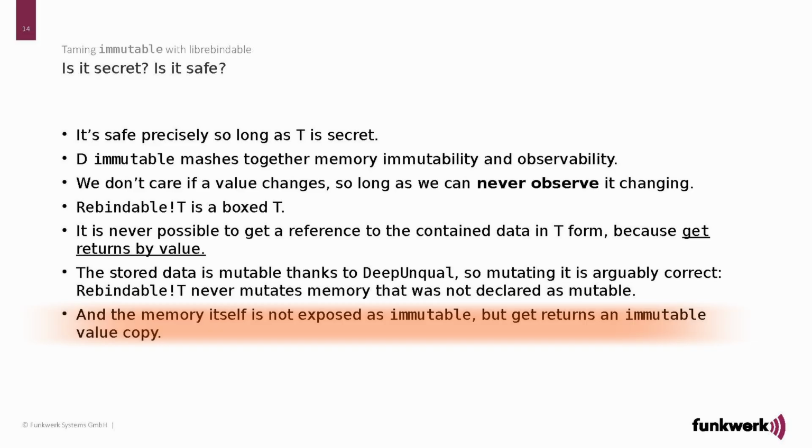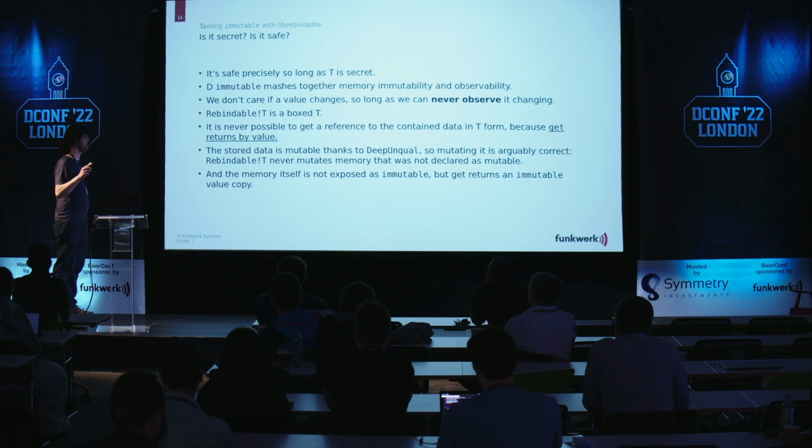The only point where the immutable comes in is when a value copy is made on return from get. And so this is the important thing. Because we can never observe any change in the value of an immutable field, in the value of a referenceable immutable field, then we're safe, basically.